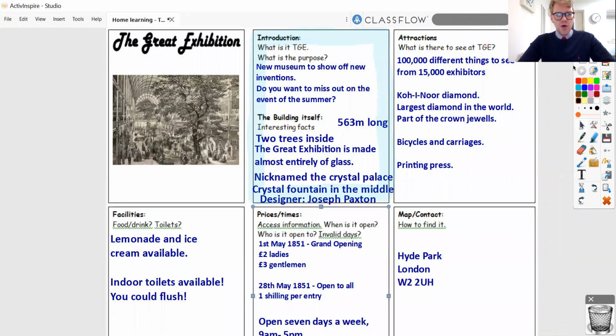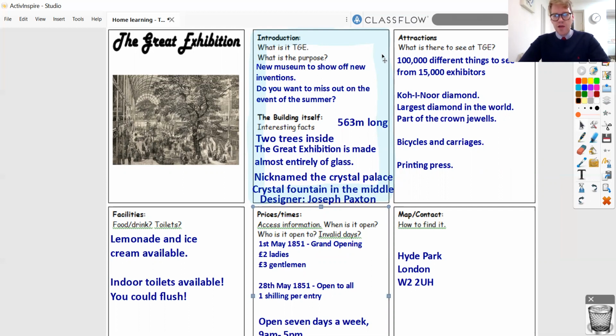And I also know you are already writing your persuasive leaflet. You're advertising the Great Exhibition. So you are writing as though you are there in 1851 and you are writing this leaflet persuading some Victorians to buy tickets to and attend the Great Exhibition. So yesterday we began writing in our literacy book our introduction and our paragraph about the building itself. And that was going to be the first kind of page of our leaflet.